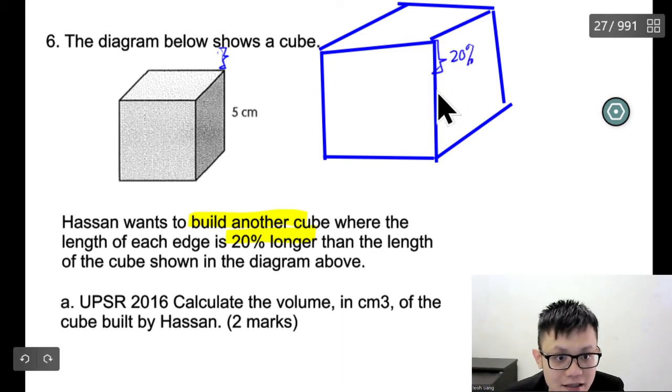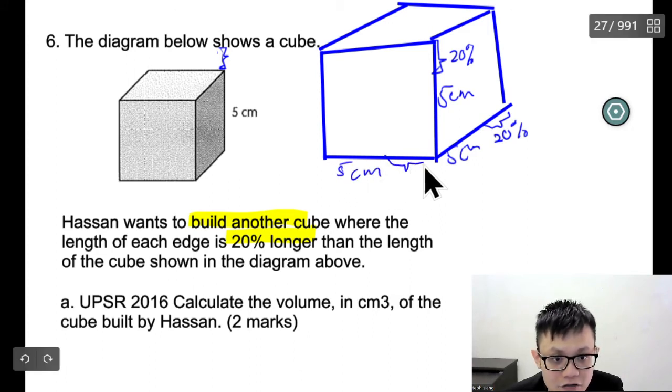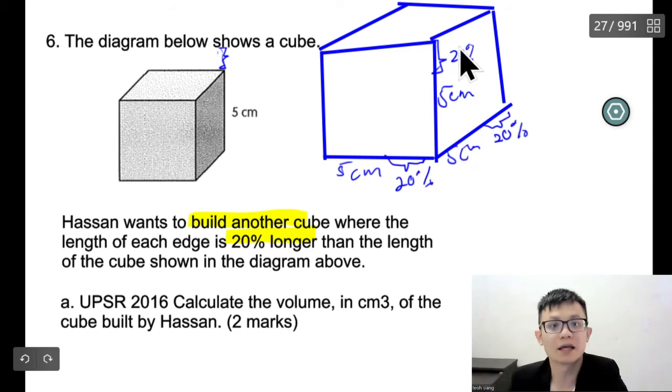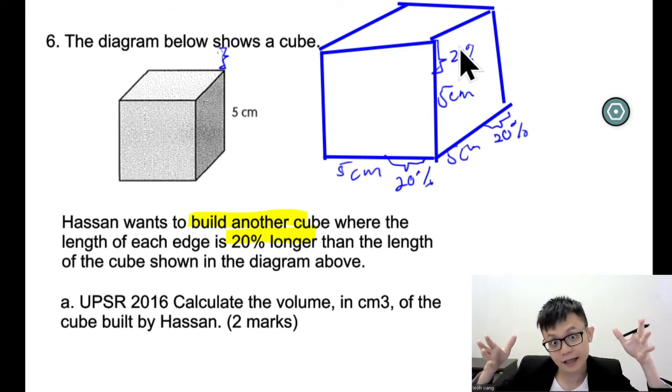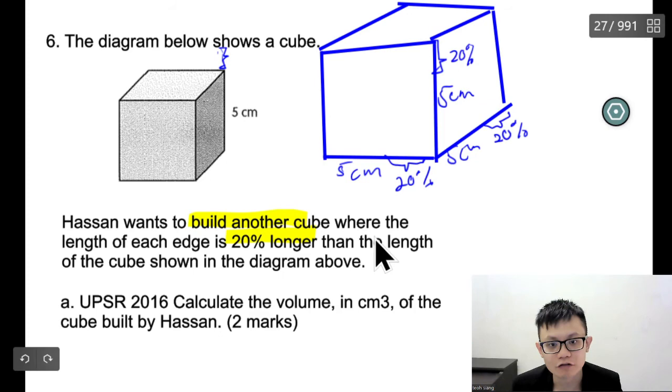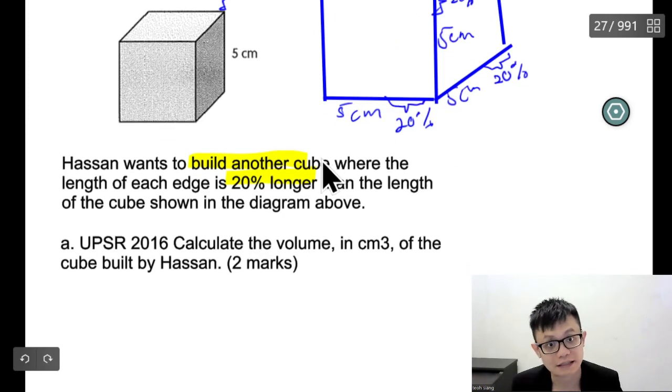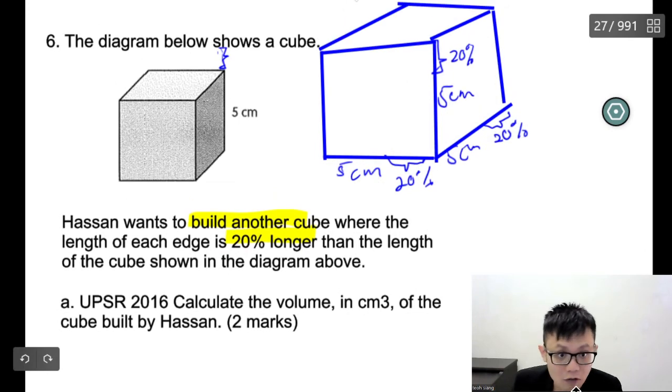Assuming that here is 5 cm. Here also is 5 cm. And then here got extra 20%. And here extra 20%, here also 5 cm. And then here got extra 20%. So from here, we can see that the cube is actually bigger. So how to do this calculation? So it's bigger. So what we need to do, we need to get how long the total here is.